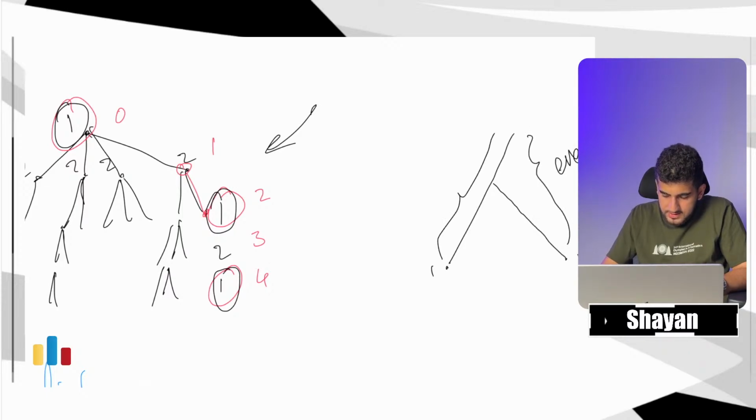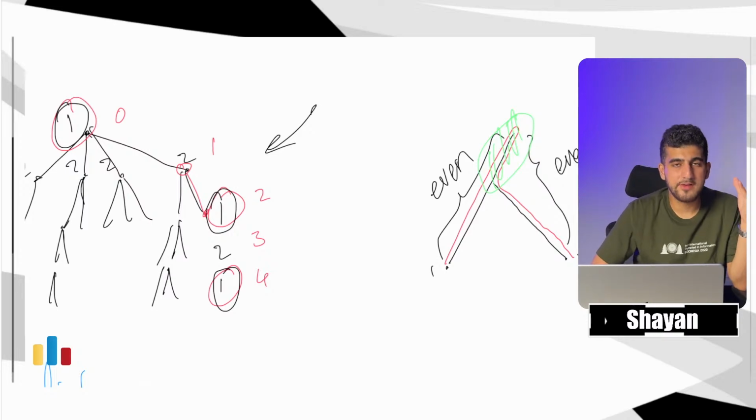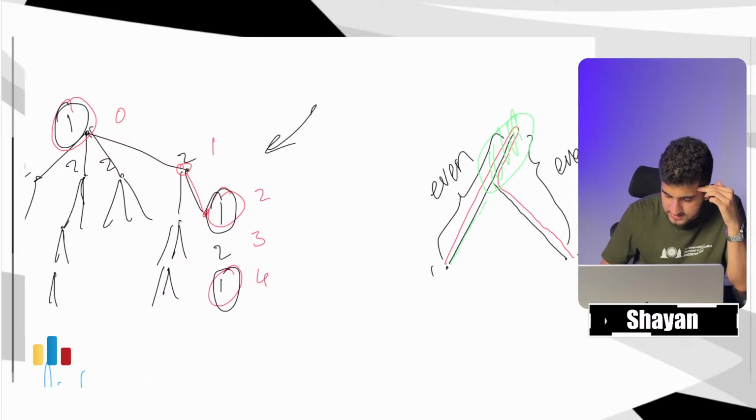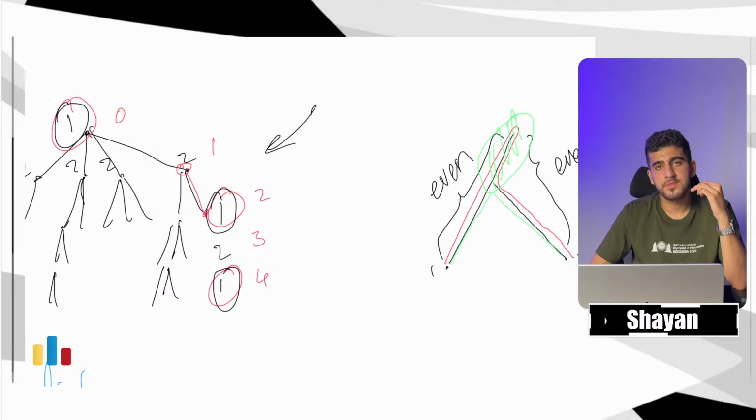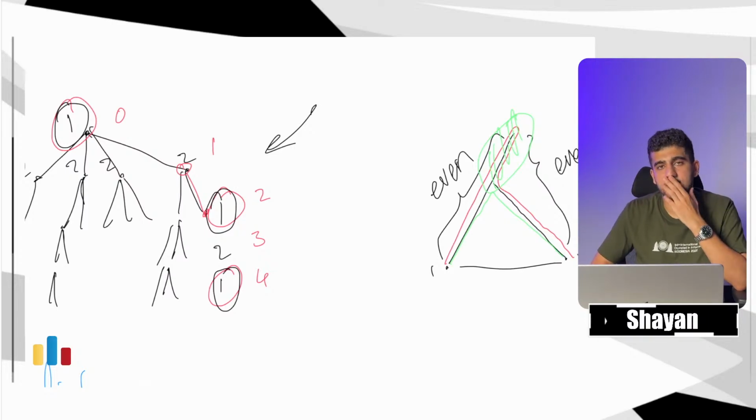Both of them have an even distance to the root. So the sum of these 2 values, if I go to the root and then come back to this vertex, is going to be an even number. Now this part is counted twice, so I can remove it, since it has no effect on parity. So the distance between them has an even length. When I add an edge between them, this will form an odd cycle.